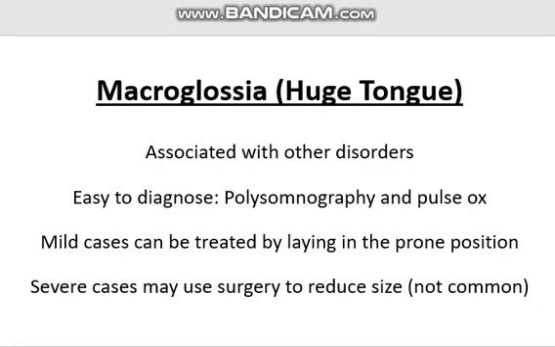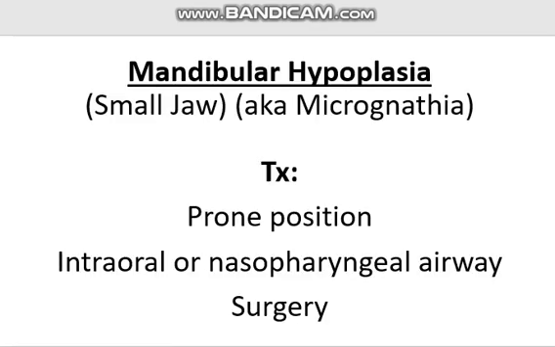Macroglossia is associated with other disorders. It is easy to diagnose using a polysomnography and a pulse ox. Mild cases can be treated by laying in the prone position. Severe cases may use surgery to reduce size. Mandibular hypoplasia. Treatment includes lying in the prone position, an intraoral or nasopharyngeal airway, and surgery.